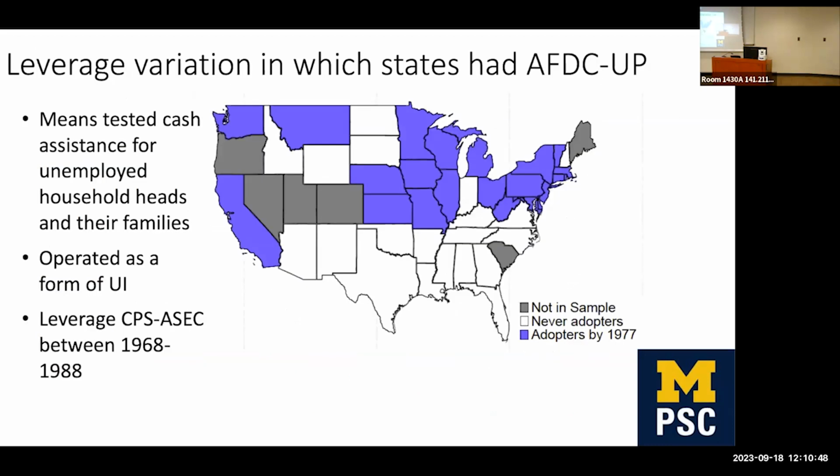So in terms of what the project actually does, I leverage variation in which states had access to this program, Aid to Families with Dependent Children, Unemployed Parents, which was a means-tested cash assistance program for unemployed heads of families, and it operated very similarly to what we all know, the broader unemployment insurance program. And so this project leverages CPS ASEC data between 1968 and 1988.